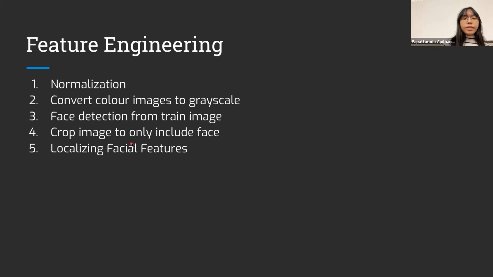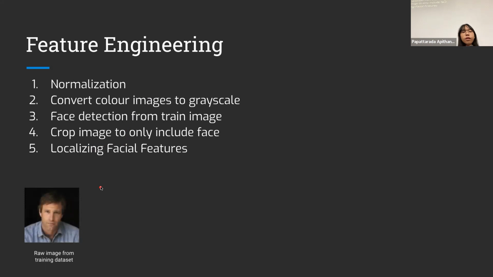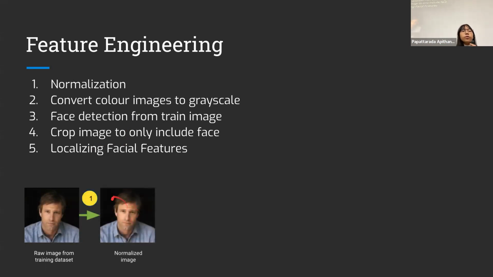Okay, but before we start, let me give you a brief overview of what is going to happen. We are going to go through all these 5 steps to preprocess our image. Imagine here we have a raw image from our training data set that we have just now. What we are going to do, first step, is we are going to normalize the image. So that's our first step.